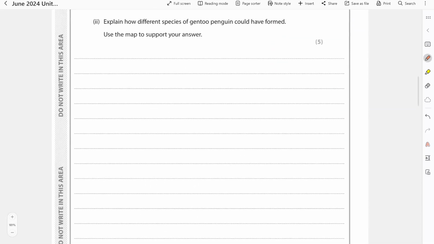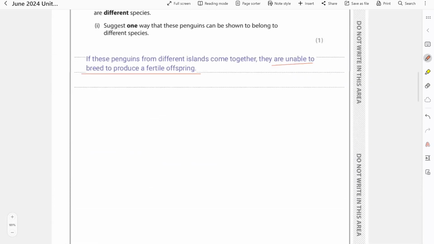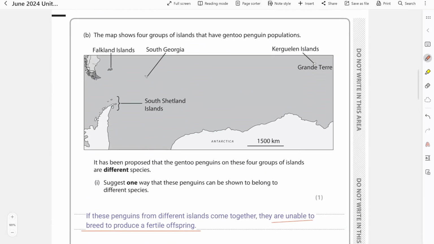Okay, part 2. Explain how different species of Gentoo penguins could have formed. Use the map to support your answer. Let's scroll up to the map. So you can see there is a geographical barrier between these penguins because they live on different islands. And because they live on different islands, there is no gene flow between these 4 populations.